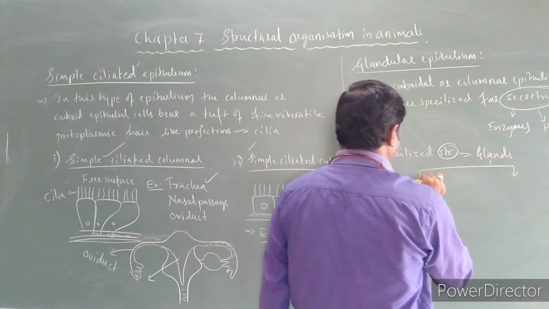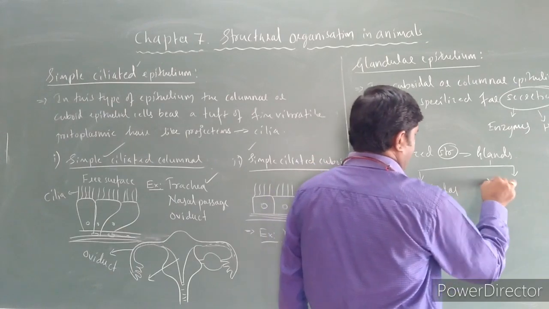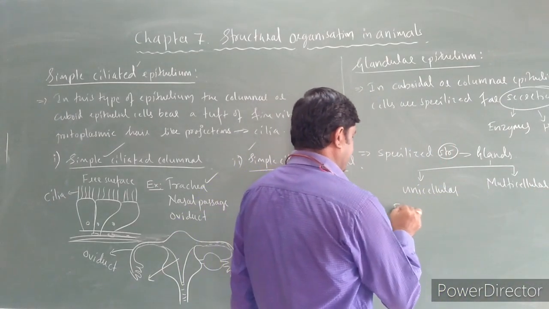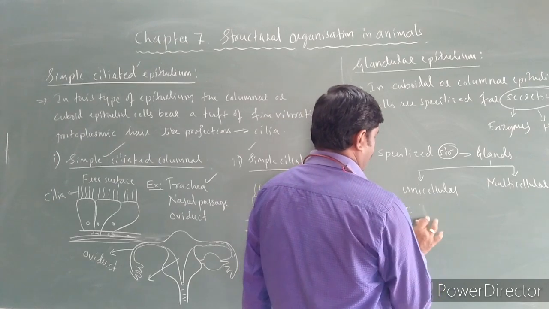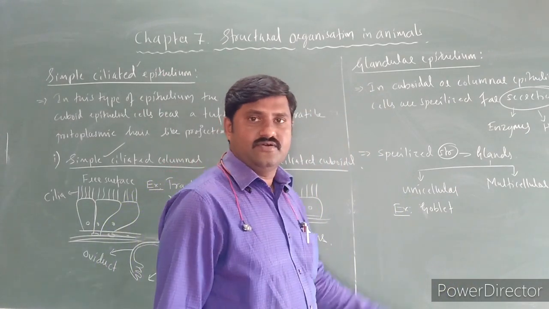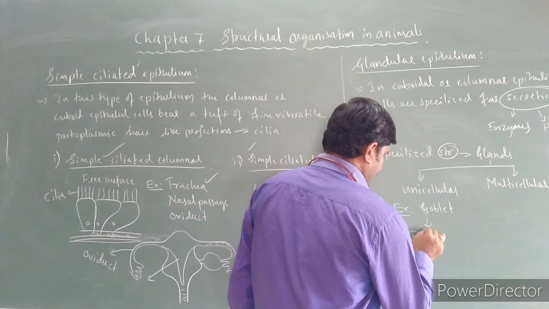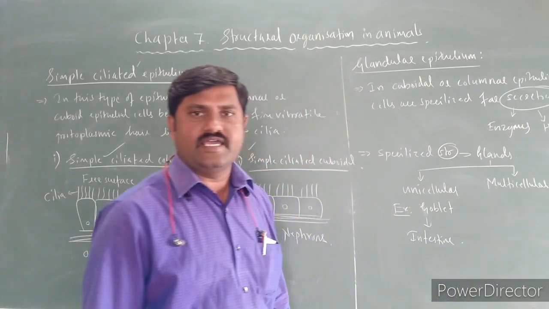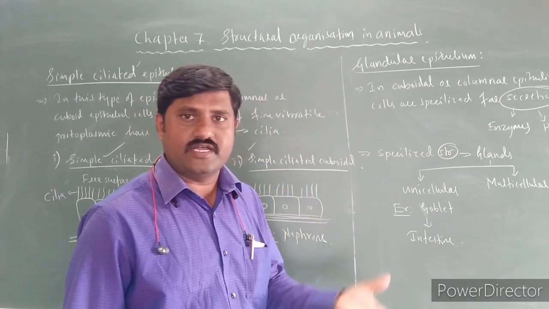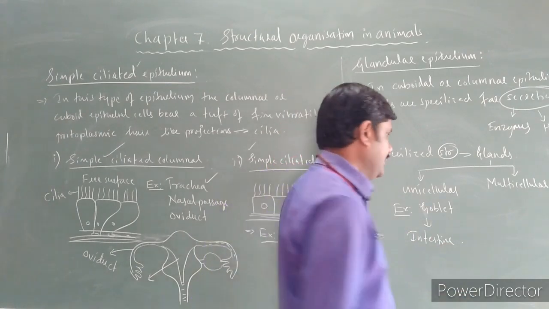And these glands are of two types. One is unicellular or multicellular glands. An example of unicellular glands is goblet cells. Goblet cells are the unicellular glands seen in cuboidal or columnar epithelium, especially in the intestine. The intestine is lined by columnar epithelium, and some of the columnar epithelial cells convert themselves into glands. These glands are goblet shaped, hence they are called goblet epithelial tissue, right?